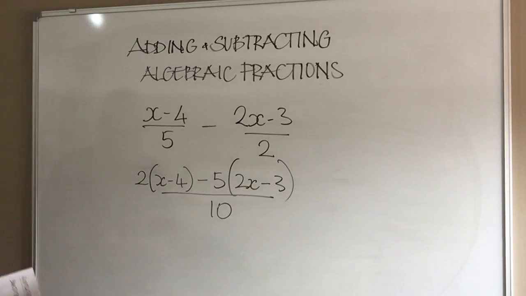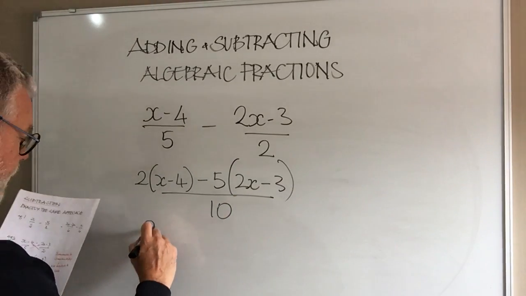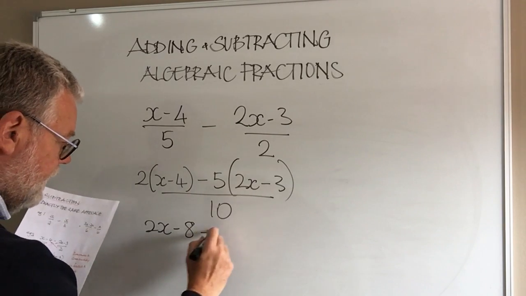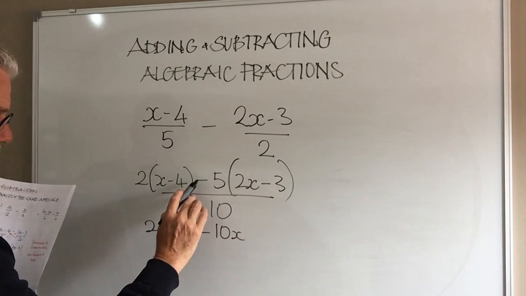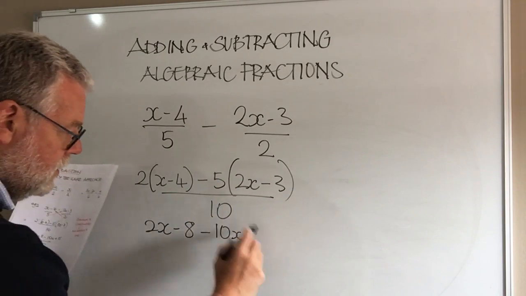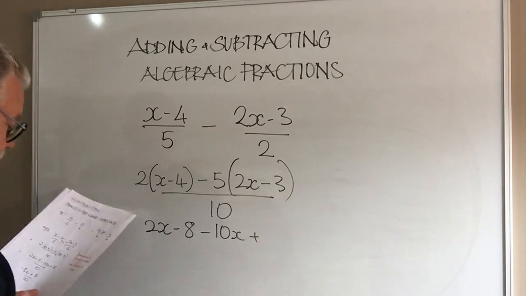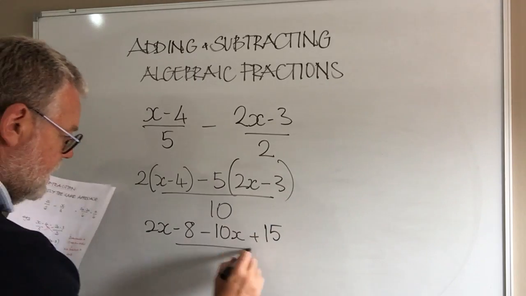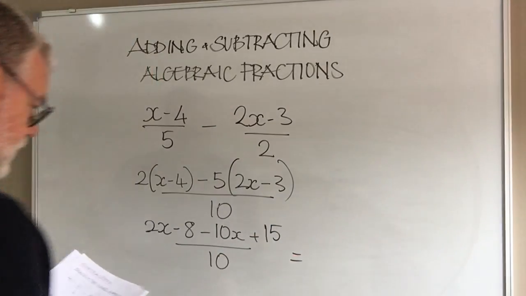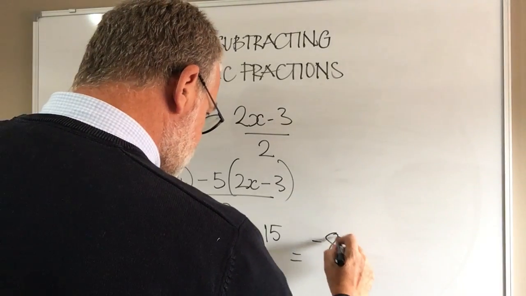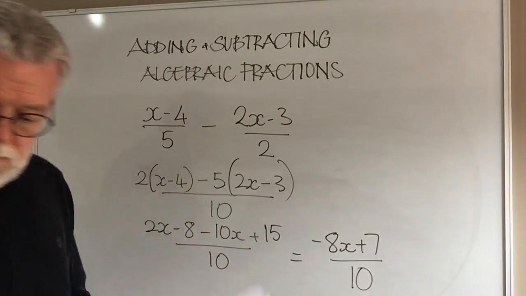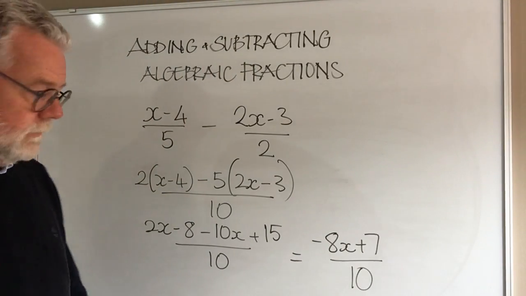Now let's expand the brackets to give us 2x minus 8 minus 10x. Now be careful here, look, so we've got minus 5 times minus 3, negative 5 times negative 3. You know negative times a negative turns it into a positive. All over 10, collect like terms, and we have minus 8x plus 7 over 10. And that's it.